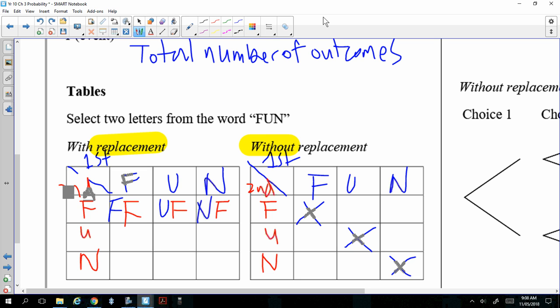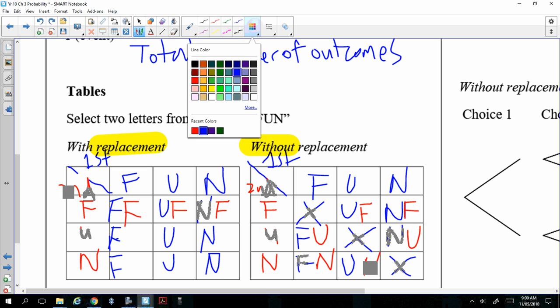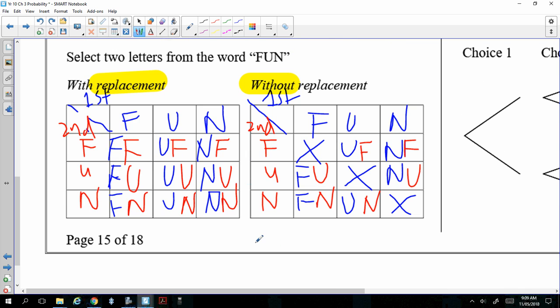So U, N, F, and the second letter will be U, N, F, U, N, like that. And then just finish off the other ones. Oh no, made a mistake. Okay, U, N. Okay, good. And then I have this one. I have extra.